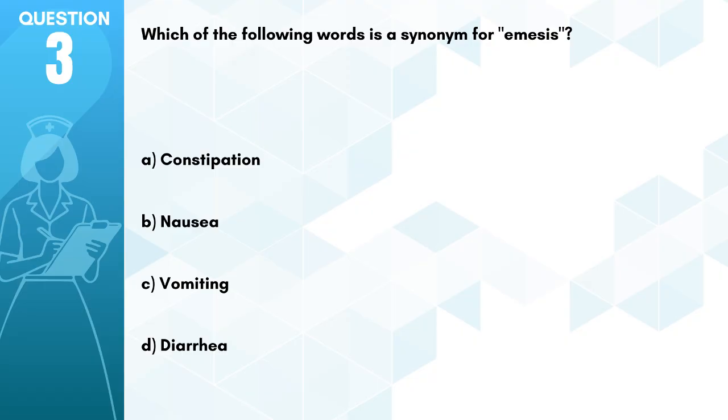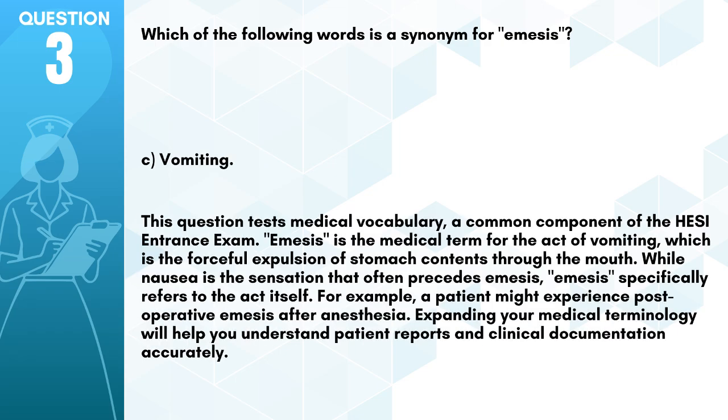Question 3. Which of the following words is a synonym for emesis? A. Constipation. B. Nausea. C. Vomiting. D. Diarrhea. Answer: C. Vomiting. This question tests medical vocabulary, a common component of the HESI entrance exam.